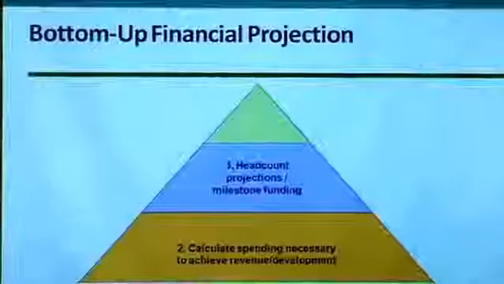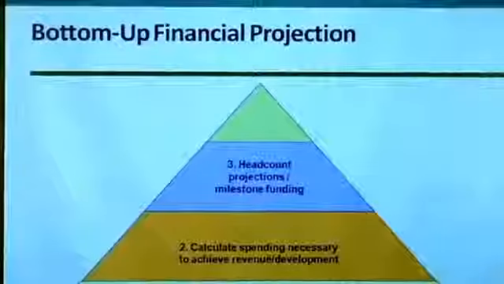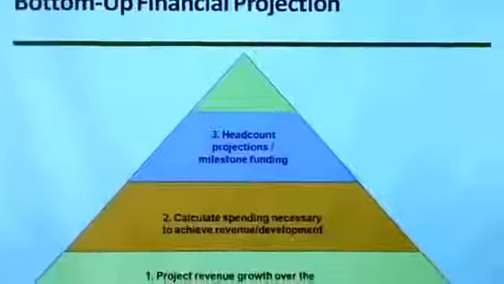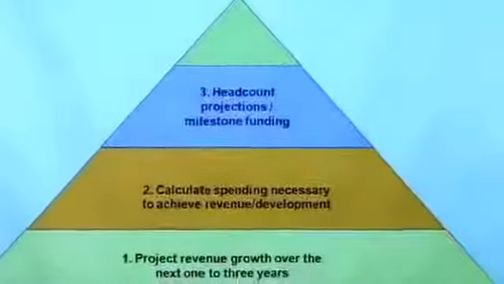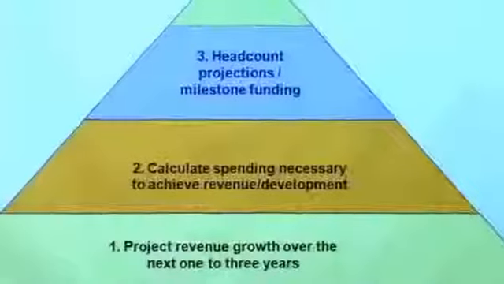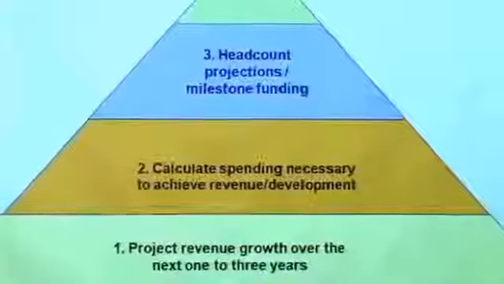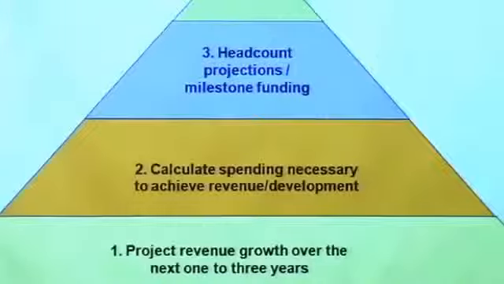Then you're going to look at your spending. What's the spending that's necessary for achieving your milestones? Headcount, professional services, contractors, any other types of infrastructure that you're going to need to purchase or to hire. And then just what are the different projects that you're going to be able to accomplish with that overall spending and with that overall revenue.